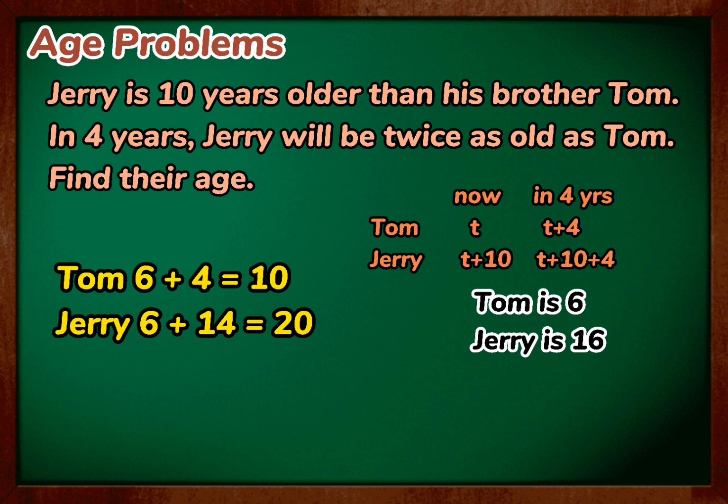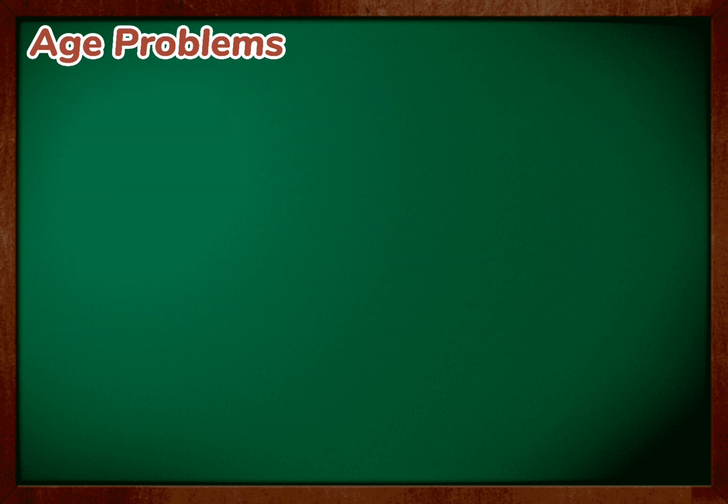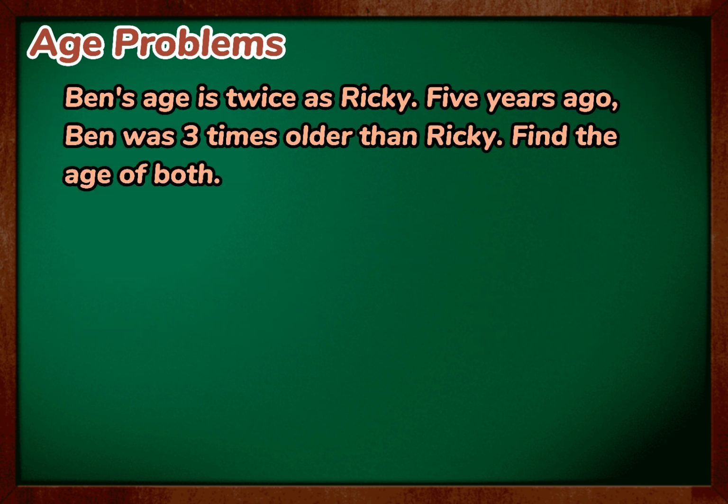And in the problem, in 4 years, Jerry will be twice as old as Tom. So Jerry's age will be twice, which is 20, as old as Tom, which is 10. That's correct. That's it. Next, Ben's age is twice Ricky's. 5 years ago, Ben was 3 times older than Ricky. Find the age of both.